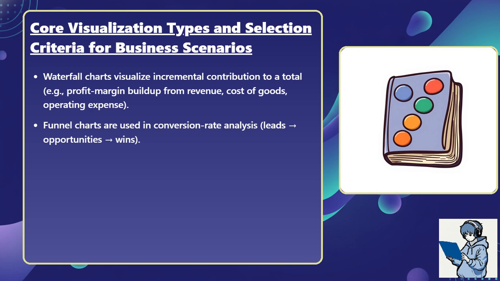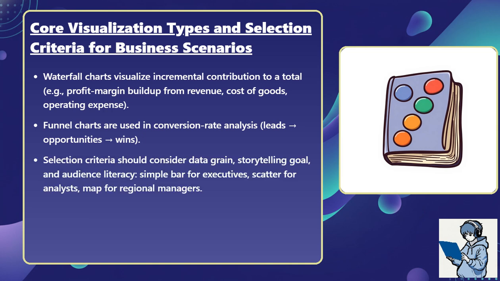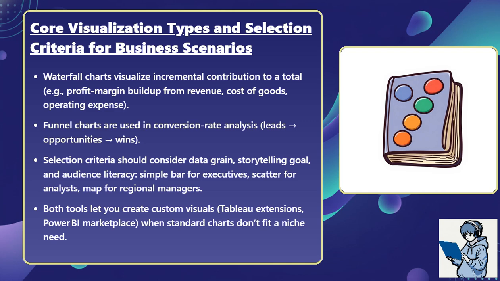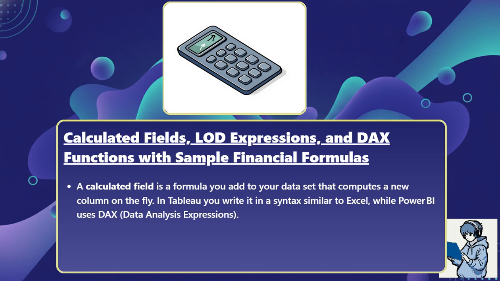Funnel charts are used in conversion rate analysis, leads to opportunities to wins. Selection criteria should consider data grain, storytelling goal, and audience literacy. Simple bar for executives, scatter for analysts, map for regional managers. Both tools let you create custom visuals, Tableau extensions, Power BI Marketplace, when standard charts don't fit a niche need. A calculated field is a formula you add to your dataset that computes a new column on the fly.